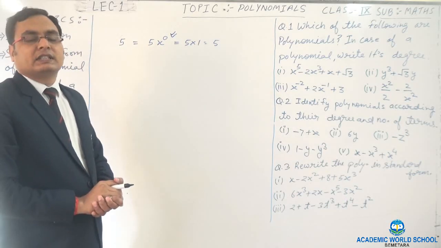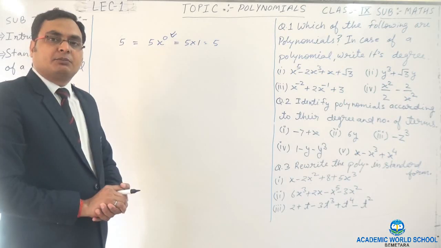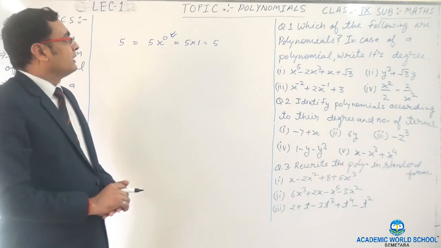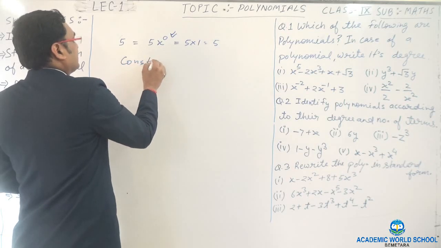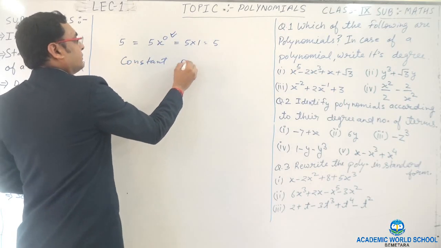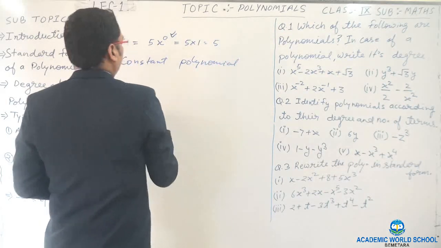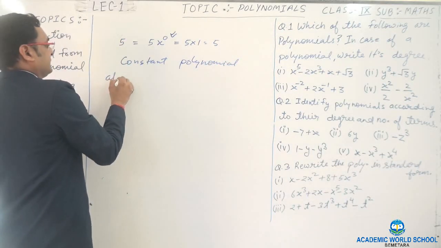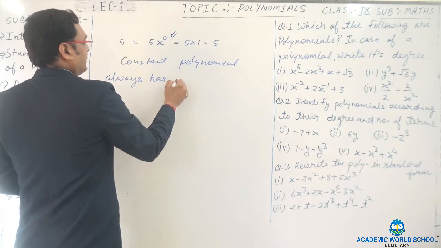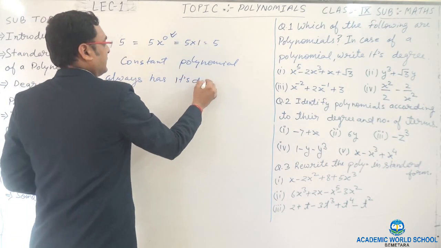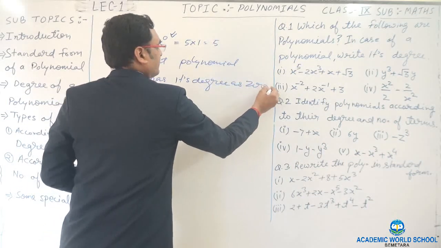So this is a special type of polynomial known as a constant polynomial, and the degree of a constant polynomial is always 0. Constant polynomial always has its degree as 0.